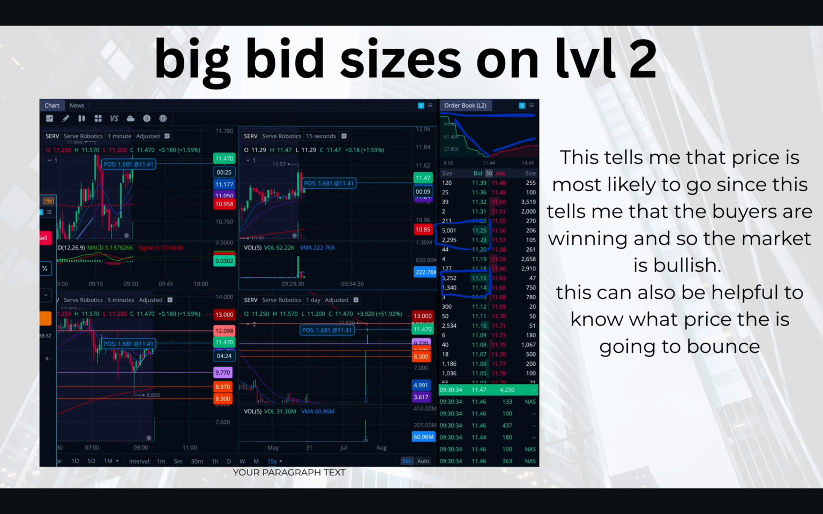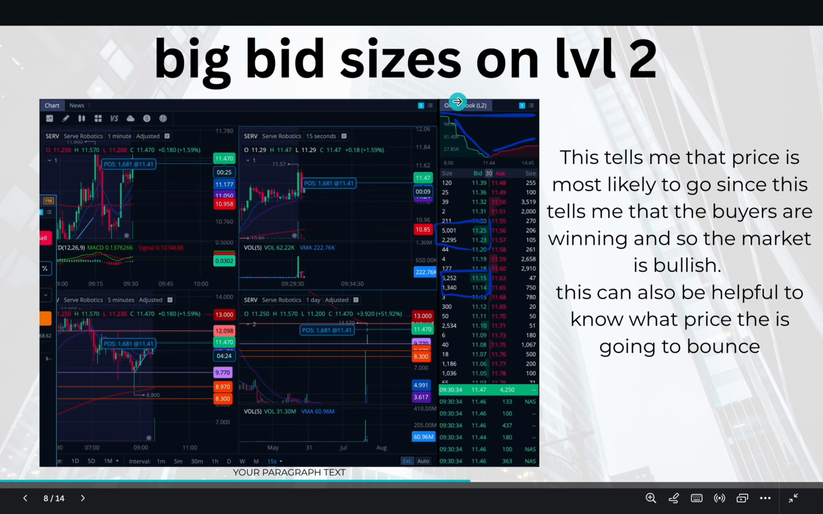And the last one for today is big bid sizes on level 2. Now this tells me that the price is most likely to go up, since this tells me that the buyers are winning and so the market is bullish. So I'm gonna break it down right here.